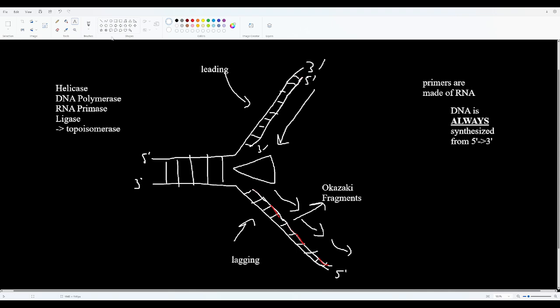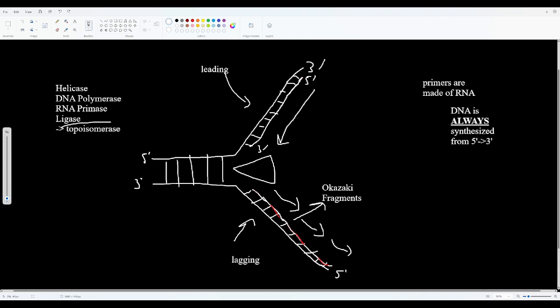So, just to review, we have the helicase, which unzips the DNA, the RNA primase, which adds a primer, which is a signal for the DNA polymerase to attach, and the DNA polymerase is the one doing all the polymerizing. It's making the DNA, and then the DNA polymerase goes ahead and removes these primers, and then the ligase comes in and seals the gaps between the strands that were made.